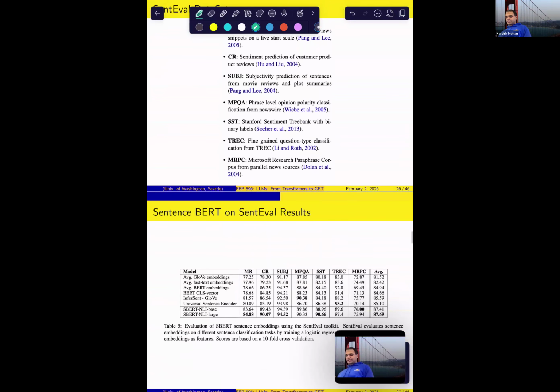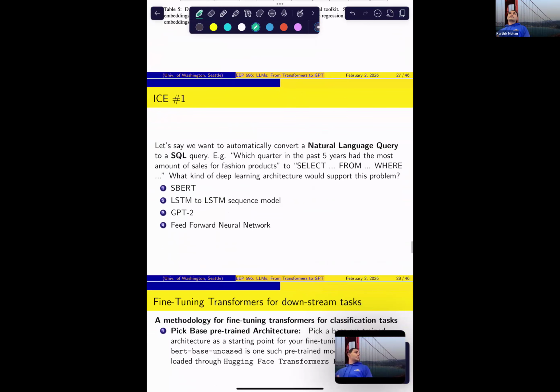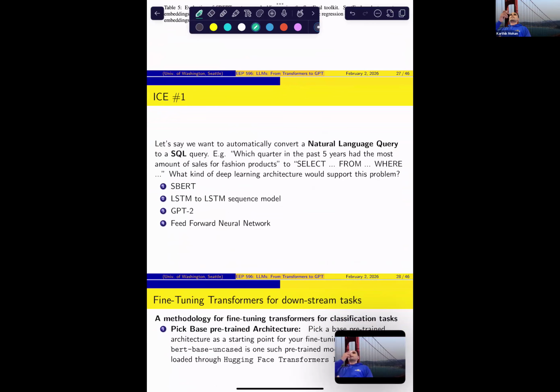Okay, that's a little bit about sentence BERT. Let's do one in-class exercise. The in-class exercise is set up for today? It's set up, right? Okay, it's set up. So just take maybe a minute to look at this and mark your response.